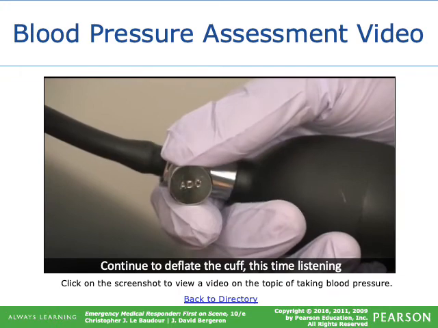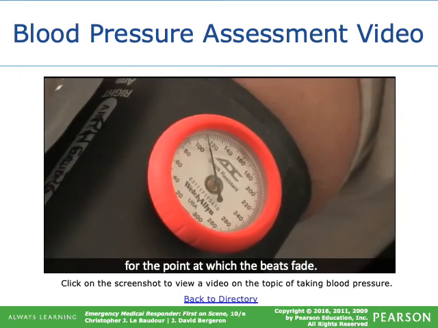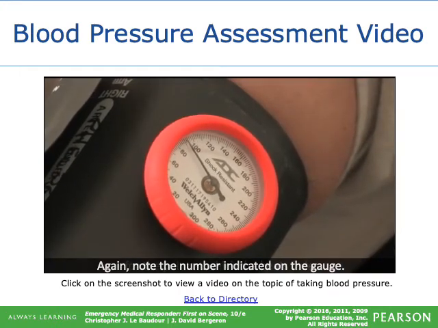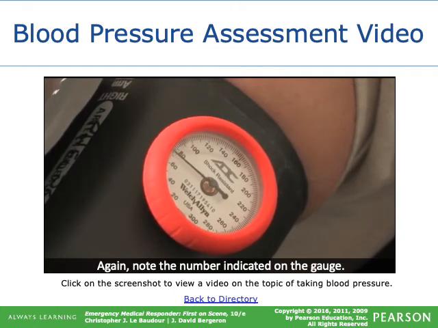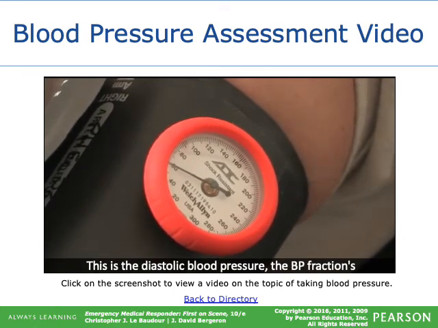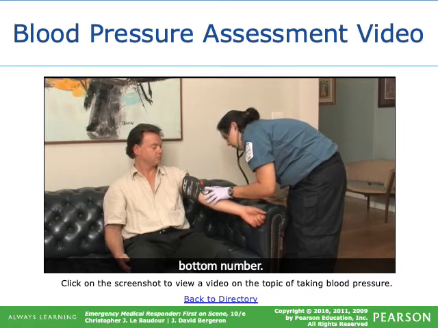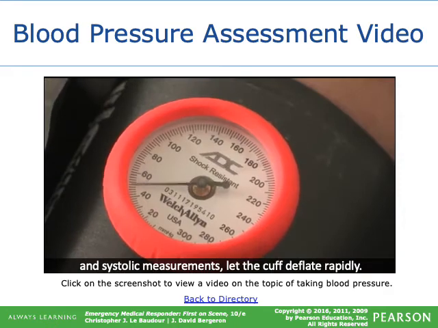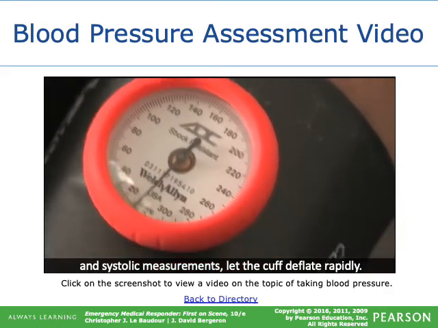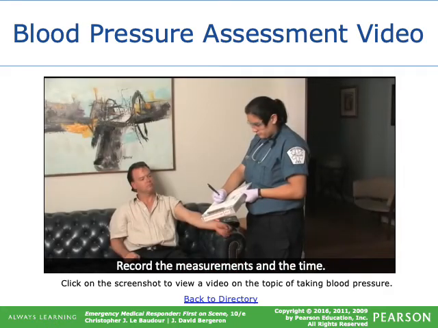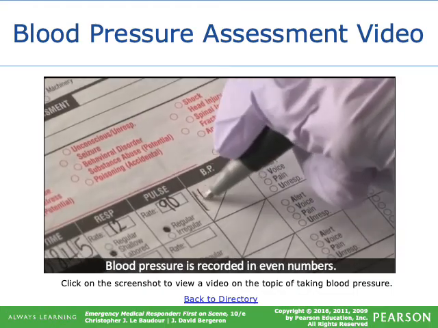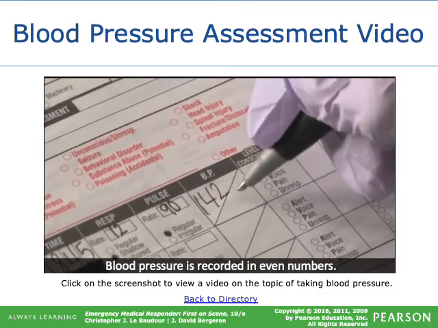Continue to deflate the cuff, this time listening for the point at which the beats fade. Again, note the number indicated on the gauge. This is the diastolic blood pressure, the BP fraction's bottom number. Since you now have both your diastolic and systolic measurements, let the cuff deflate rapidly. Record the measurements and the time. Blood pressure is recorded in even numbers.